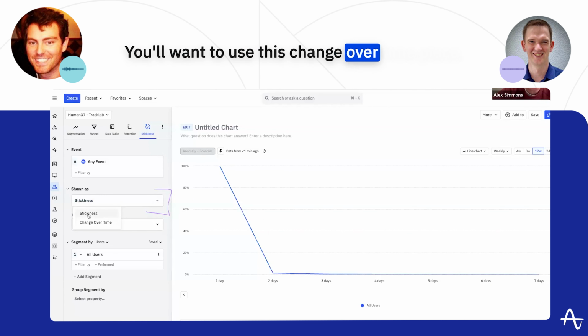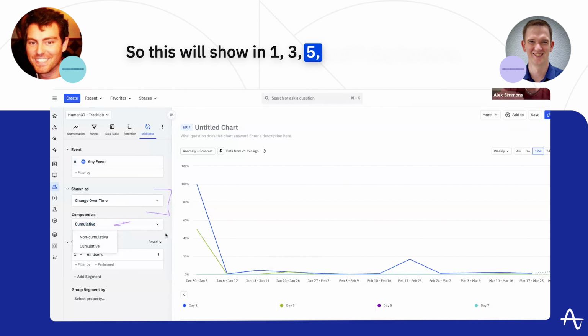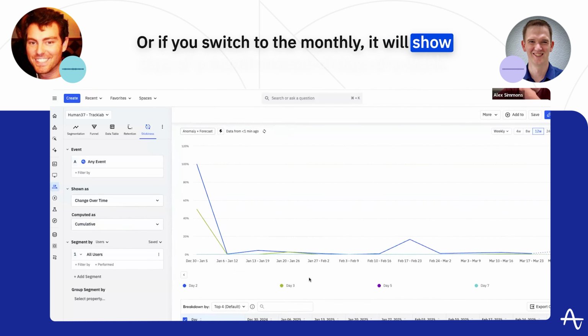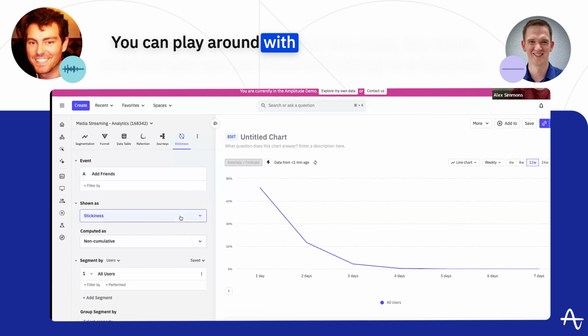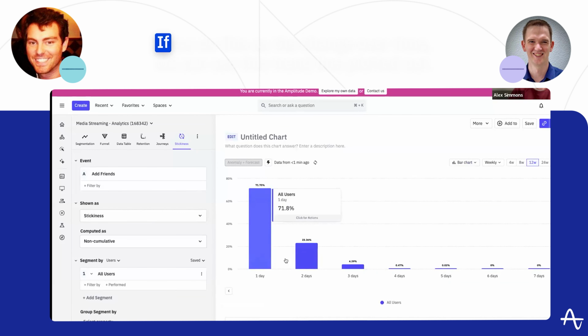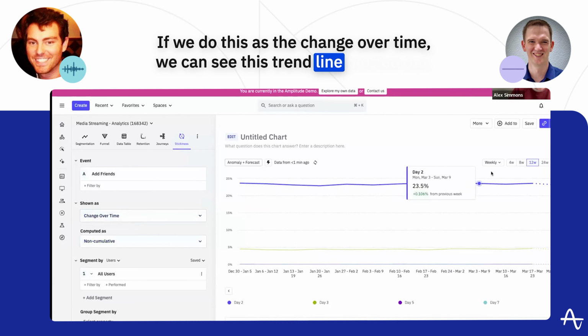You'll want to use this change over time piece. So this will show in 1, 3, 5, and 7 day buckets, or if you switch to the monthly, it will show days of a month instead of days of a week. We have 2 options here. You can play around with the line chart, bar chart, and then you can see these will add up to 100. If we do this as the change over time, we can see this trend line plotted out.